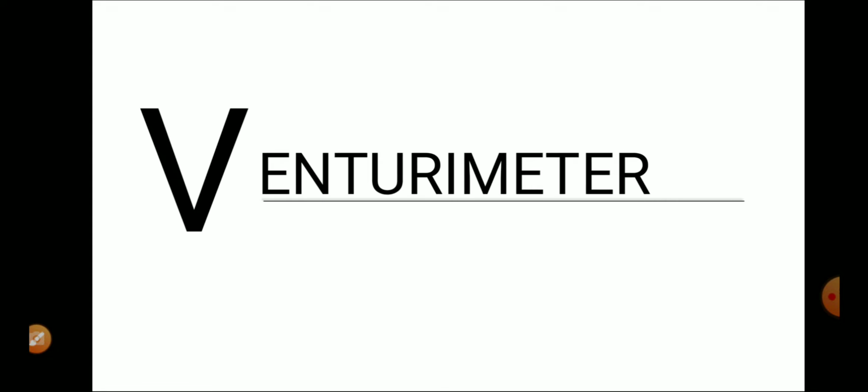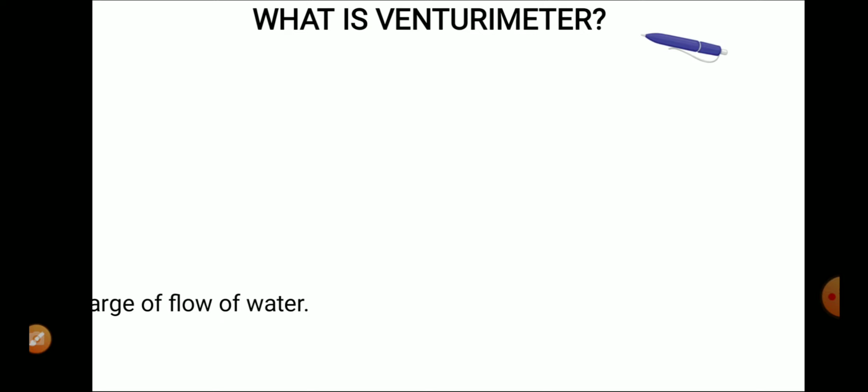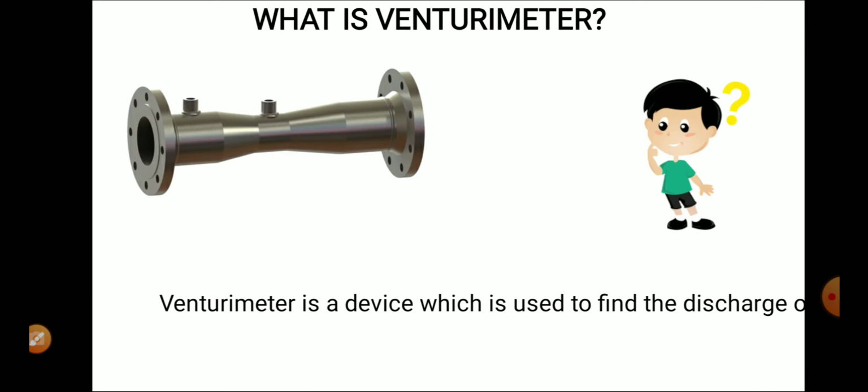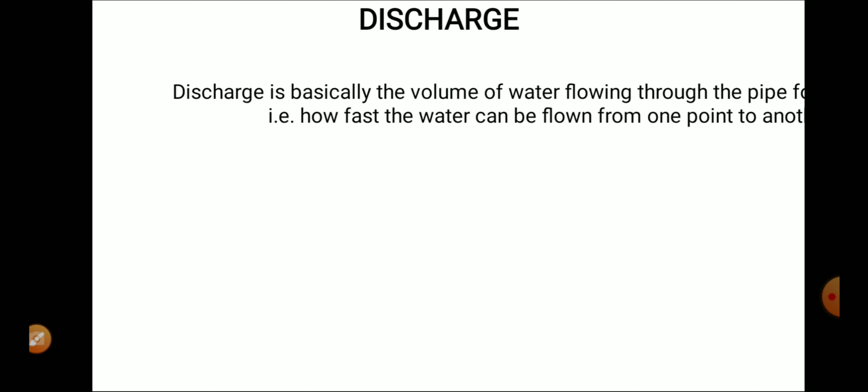Venturi meter. Venturi meter is a device which is used to find the discharge of flow of water. Discharge is basically the volume of water flowing through the pipe for 1 second. That is, how fast the water can be flown from one point to another. Basically, discharge is volume upon time.